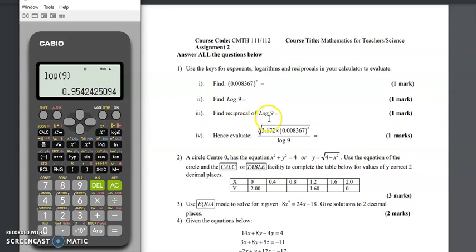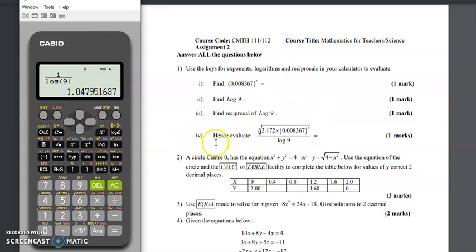reciprocal of log 9. Put the calculator on again and simply take the fraction, take 1, then bring the button this side, come down, so take log 9. But then you need to close this bracket, and when you close the bracket, what you will get is 1.047951637, and this is the reciprocal of log 9.